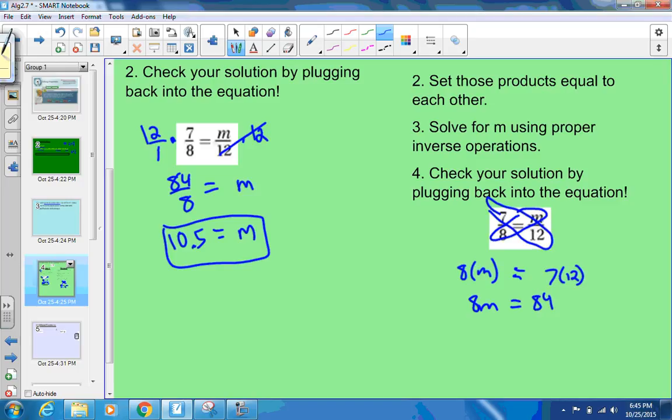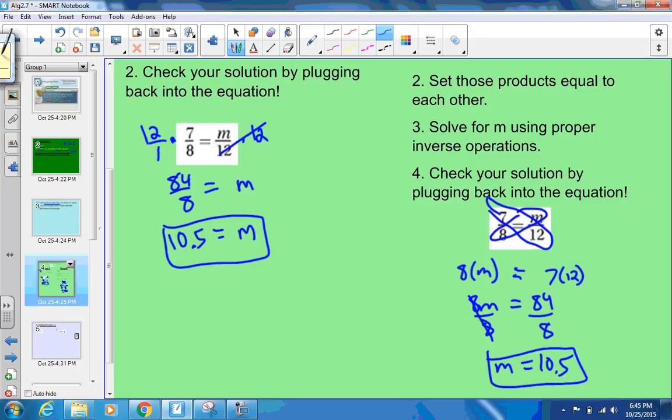Then step 3 says solve for m using proper inverse operations. In this case, you just have one thing to solve. You divide both sides by 8. That's where a lot of people forget that you actually have to do one more step to solve for m after you do the cross products. It's 8m equals 84. So then divide both sides by 8 and you get 10.5. Okay, so m equals 10.5, just like we got before, just a little bit different.